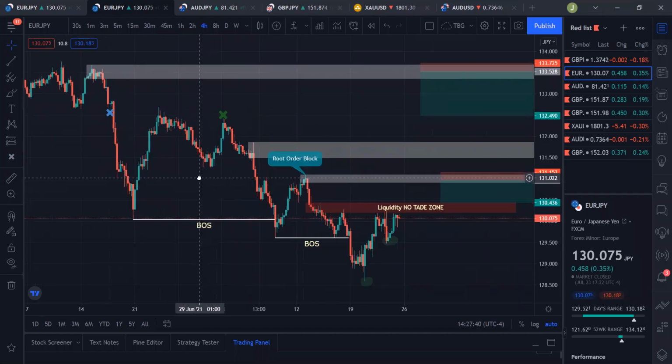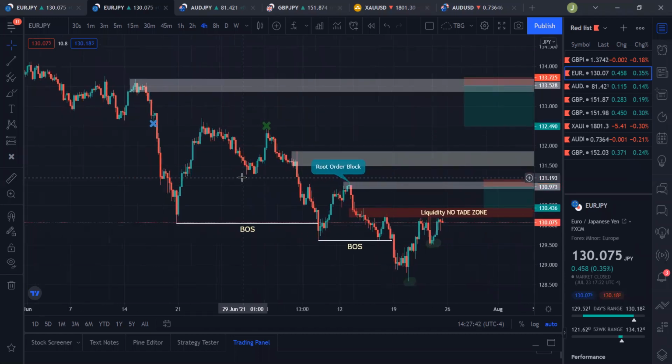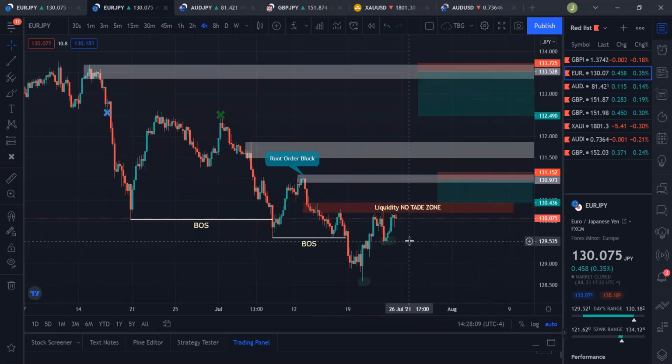Okay, so as you can see, structurally, price is in a downtrend. You have a high, a low, a low, high, a higher low right here, equal to a low, a high right here. You have low, low, low, high, low, low, low, high, and now we're at this point, okay?